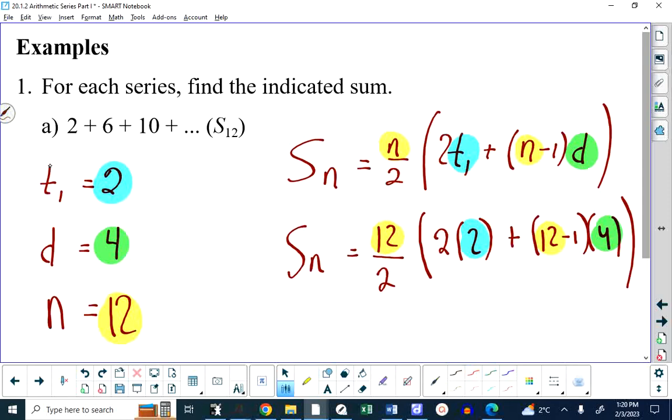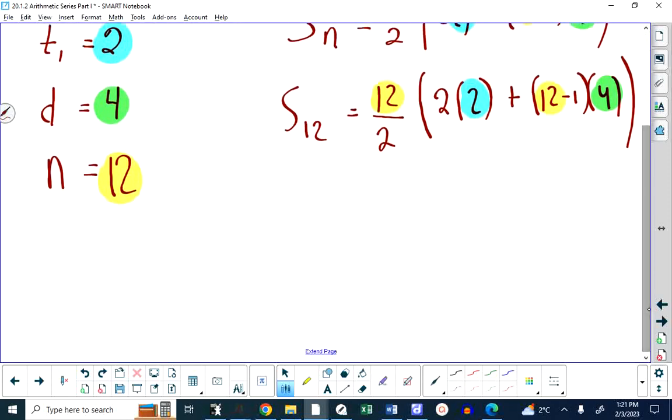I do have a mistake. Well, it technically is. This n should be a 12. Right? I'm finding S12, not Sn. So do we get 288? Okay, so S12 is 288.